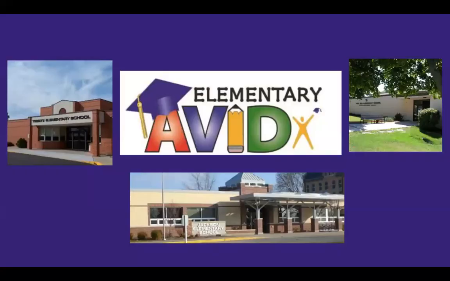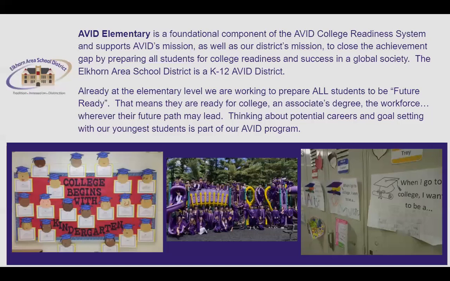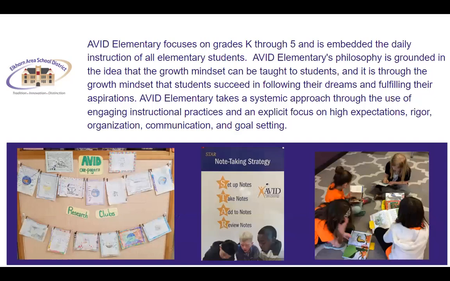So what does AVID look like in our elementary school? AVID stands for Advancement via Individual Determination. In the elementary school, it helps us have the kids start thinking about what their future is going to be like. So our goal is to have all students be future ready. So with that, we take a look at what we can do in the elementary school. How can we focus on having high expectations, bring rigor into the classroom, help the students be organized, use communication skills, and set goals throughout the school?